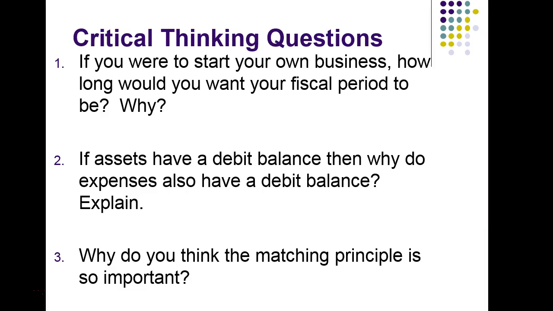The next question is, if assets have a debit balance, then why do expenses also have a debit balance? Explain. Assets are a good thing, or they're something we own, and expenses, well, expenses aren't something we own, but they're something we have to pay for. They also have a debit balance. So how come they both have a debit balance? Can you explain that? And finally, why do you think the matching principle is so important? I really want you to think about that. Why is the matching principle so important to accounting and to accountants?